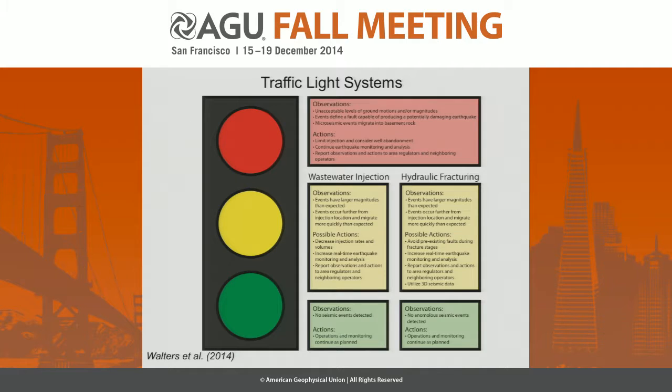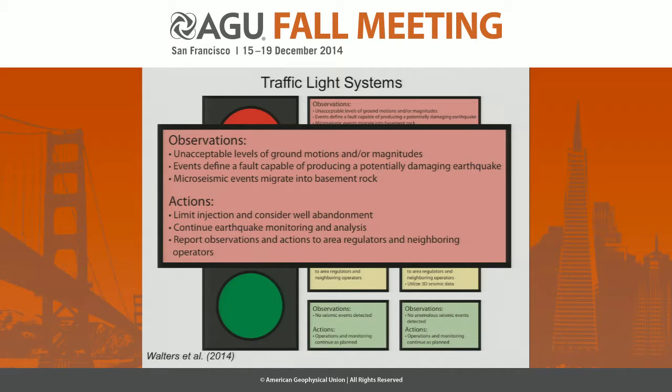Now, the work that Randy is leading at Stanford has many components, and I hope you see your poster on Friday. One of the components is a stoplight system. I'm obviously not going to read the fine print, but I do want to draw one thing to your attention, and that is it's really important to start adding geologic criteria to what in the past have been either earthquake magnitude or ground shaking criteria. So for example, when earthquakes start propagating into the basement, that's not good.